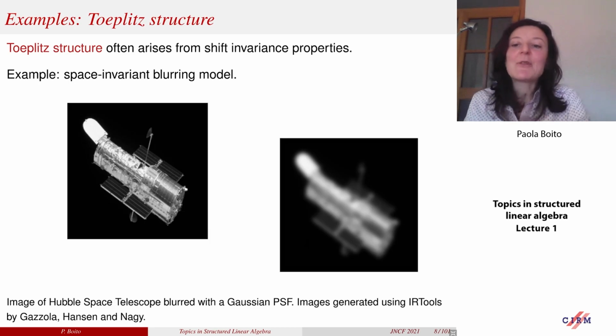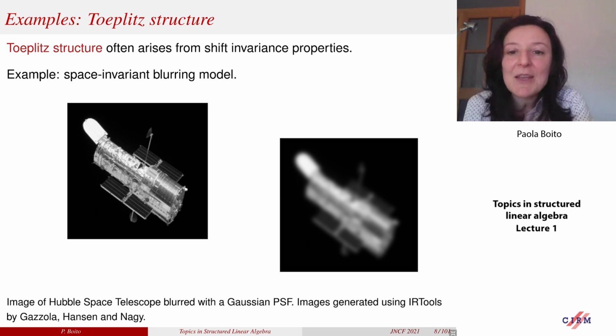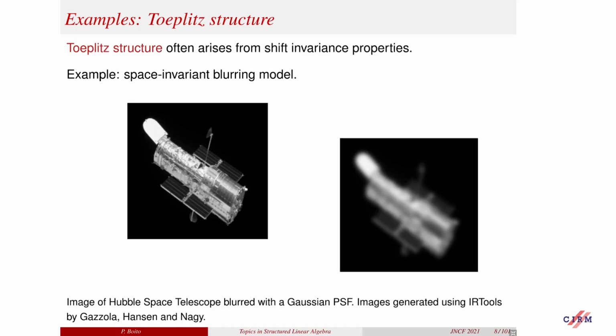Then I'm not going to say much about Toeplitz matrices, but at least one or two slides cannot be avoided. Obviously, this is a very important chapter on the topic of structured matrices. So Toeplitz structure tends to arise from shift invariance properties of the system. And as an example, I'd like to show blurring models for signals and digital pictures, digital photos.